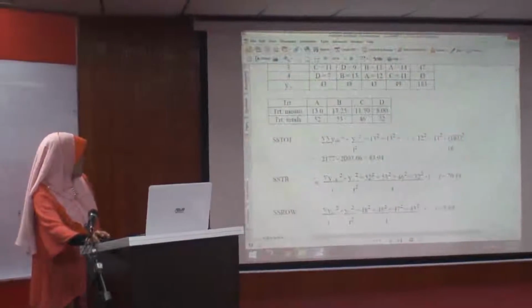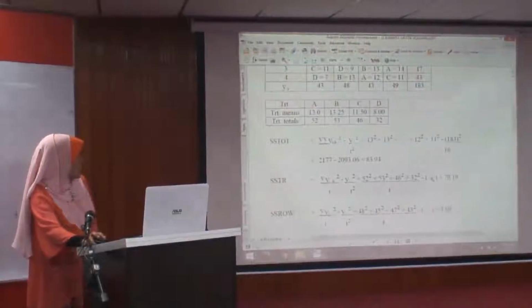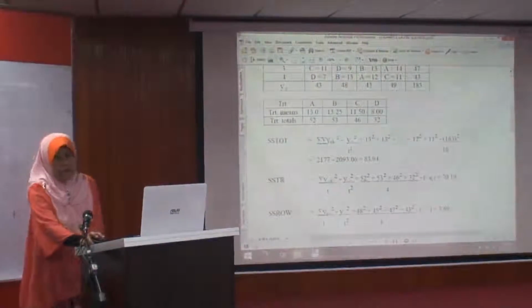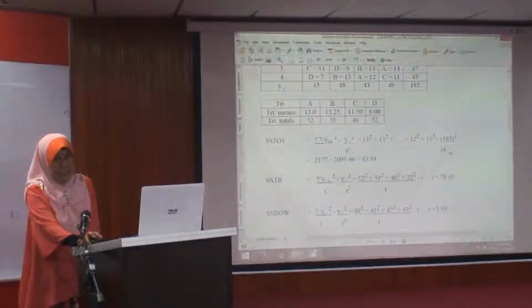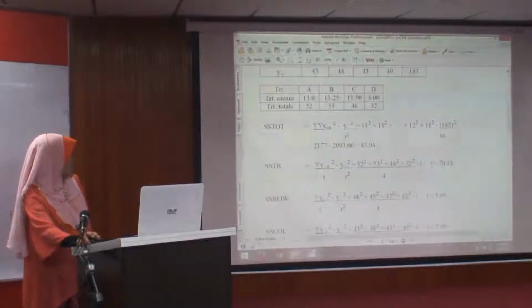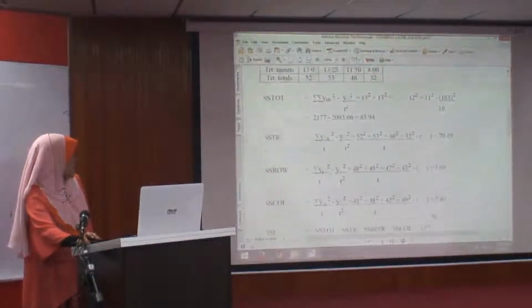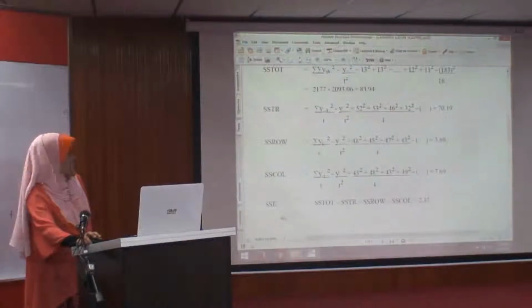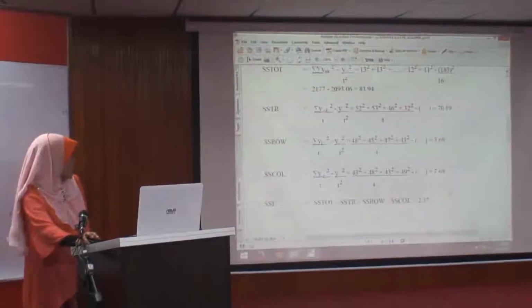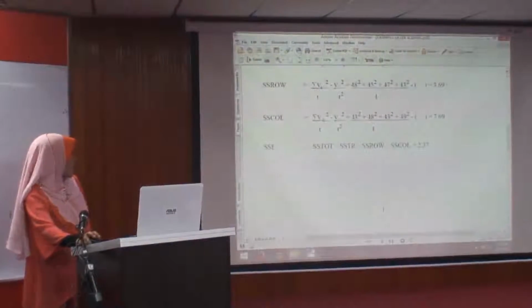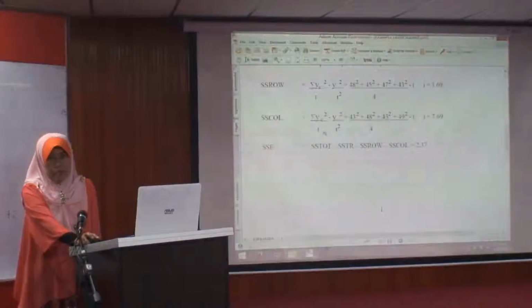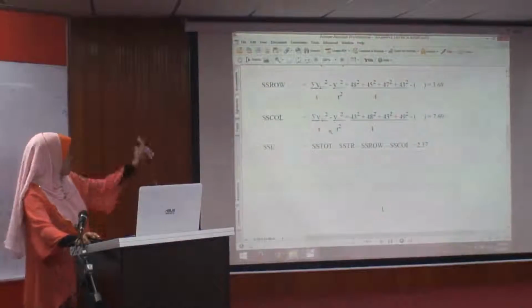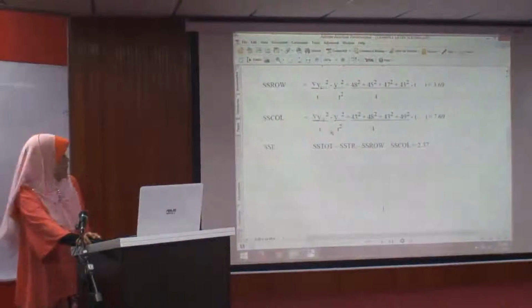For the SS treatment, we subtract the term in the bracket here. What is this? This is just 183 squared divided by 60. Similarly, for SS row, we do the same thing, and SS column, and finally the SSE. The SSE you get 2.37. Once you get all the sum of squares, then we get the mean square by dividing all the SS with its degrees of freedom.